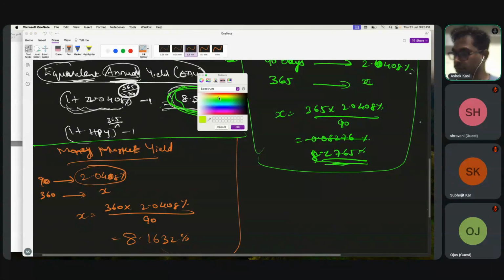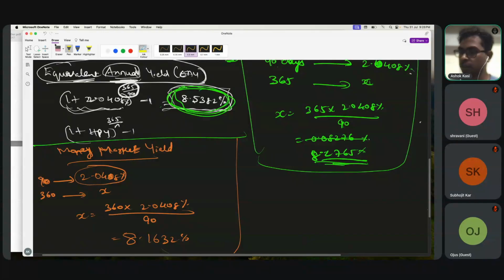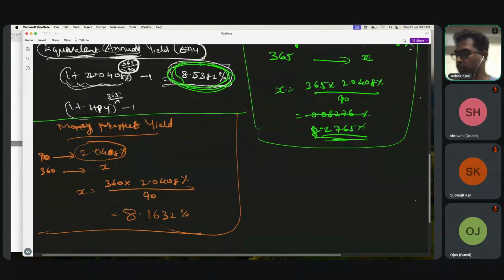Then the next one is the last one: bank discount yield.